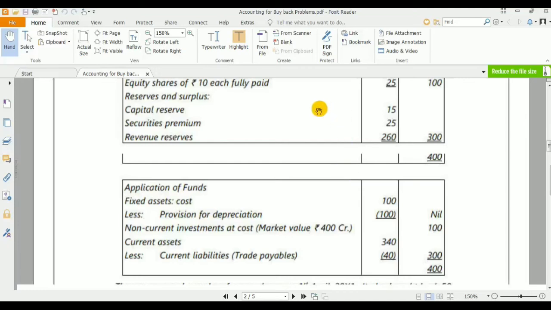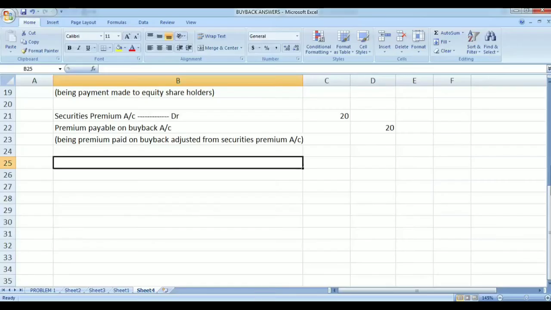So from where can we utilize that money? We can utilize it from the free reserves. So what are the free reserves? Capital reserve is not a free reserve. Securities premium, we have already used some money from that, but again we cannot use securities premium account, it's not a free reserve. Revenue reserve is a free reserve, and its value is 260 crore rupees, and we can easily make a capital redemption reserve of 80 crores from this amount. So we'll pass an entry.